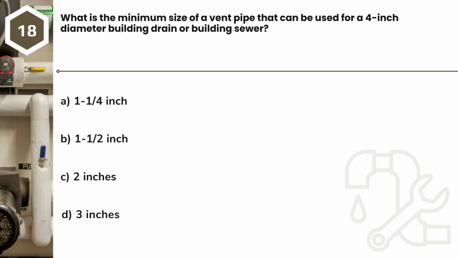Question 18. What is the minimum size of a vent pipe that can be used for a 4-inch diameter building drain or building sewer? A. 1 1/4 inch. B. 1.5 inch. C. 2 inches. D. 3 inches.